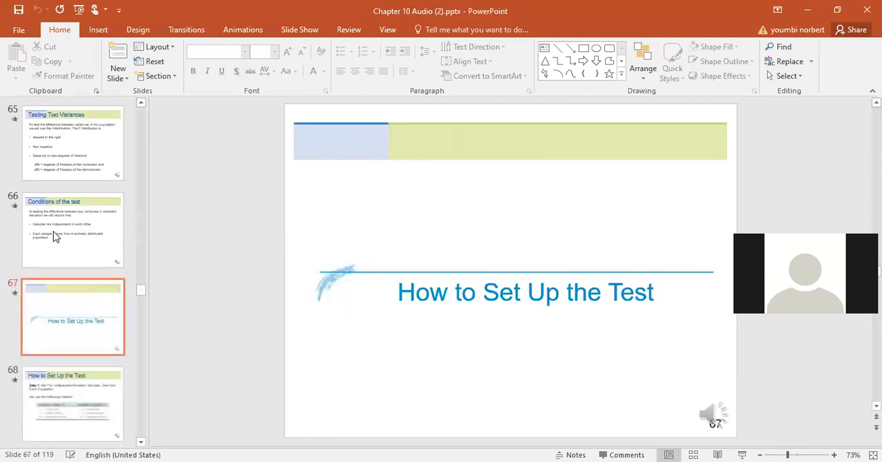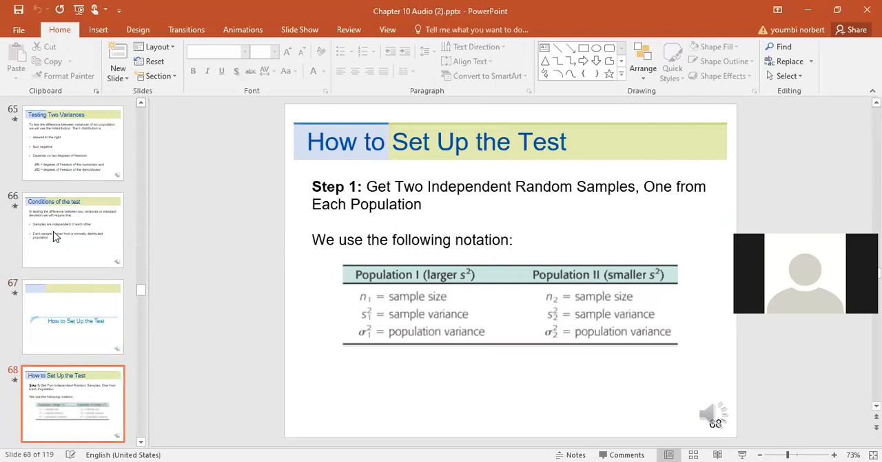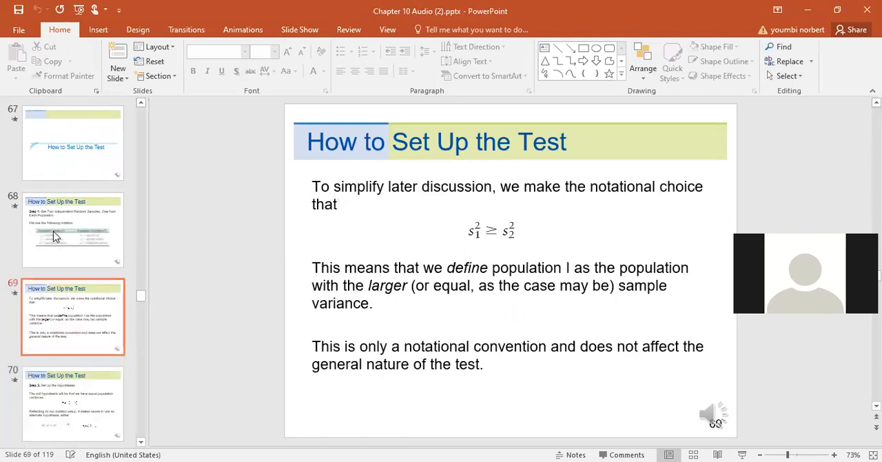So when we are testing for two populations, we want to learn how to set up the test. Step one, we get two independent random samples, one from each population. You make sure that the sample from population one is the sample with the higher variance. This is very important for a test in F distribution. We want a numerator that is higher than the denominator. So the first population has a higher variance, and you observe it from the sample.